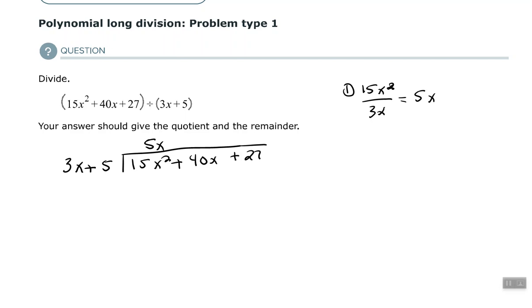Alrighty, after we divide, we multiply. So we take that 5x and multiply by the 3x plus 5. Okay, and that gives us 15x to the second plus 25x. And if you want to do both steps 2 and 3 before you write anything under there, that's fine, because step 3 says that we have to subtract or change those signs. So that will become negative 15x squared minus 25x.